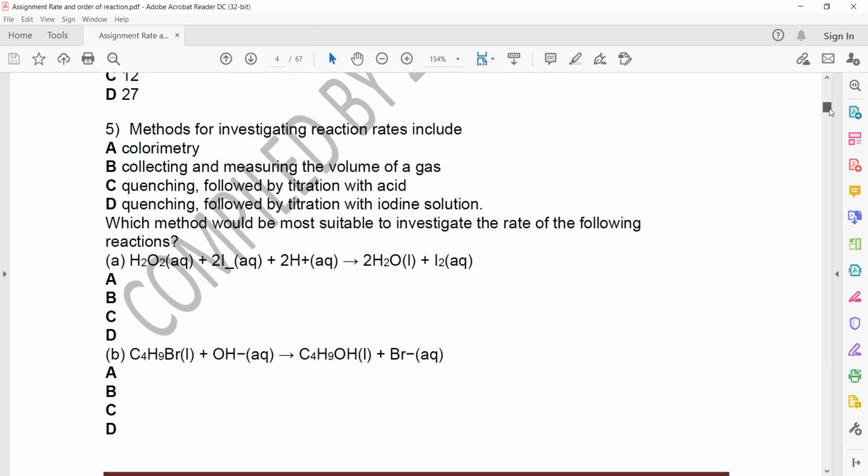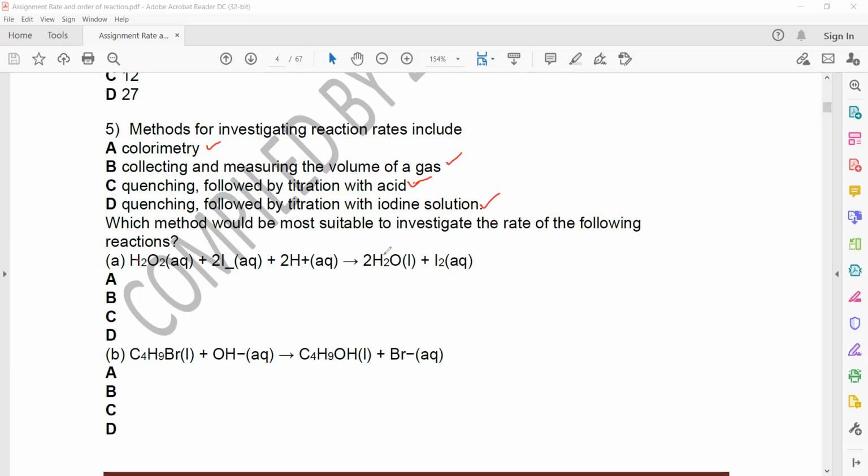Methods for investigating reaction rates include: a colorimeter can be used if one of the reactants or products is colored. Collecting and measuring the volume of a gas can be used if there is a change in moles of a gas. Quenching followed by titrating with acid can be used if an alkali is involved. And quenching followed by titration with iodine can be used if a sulfite is there.